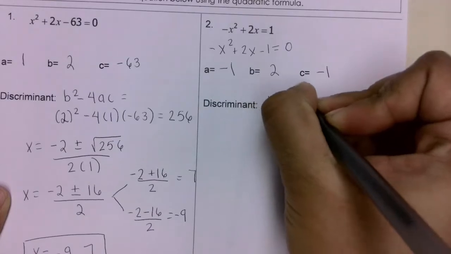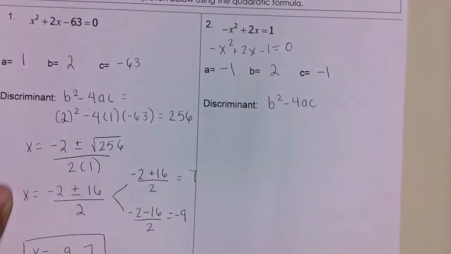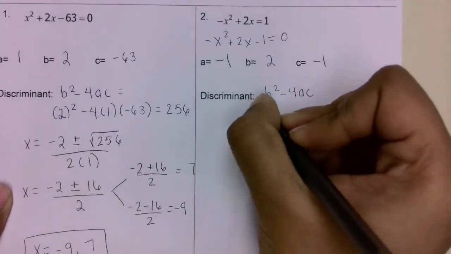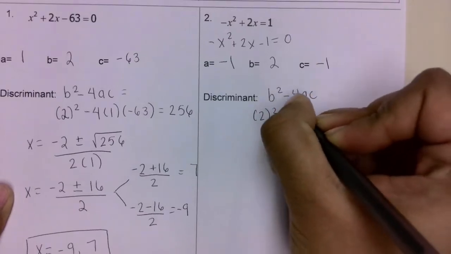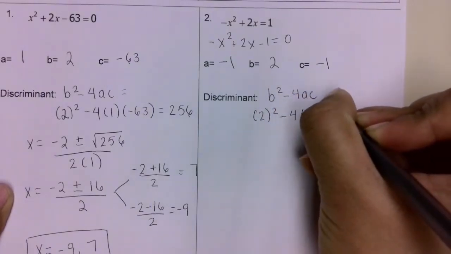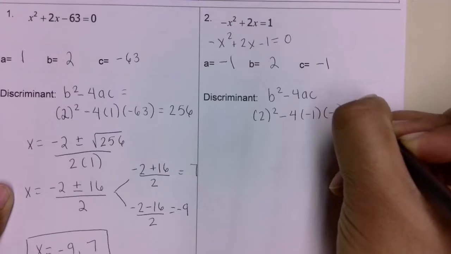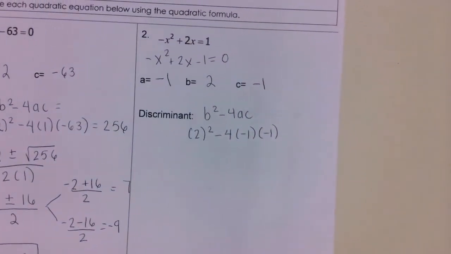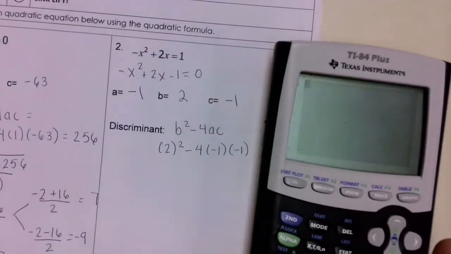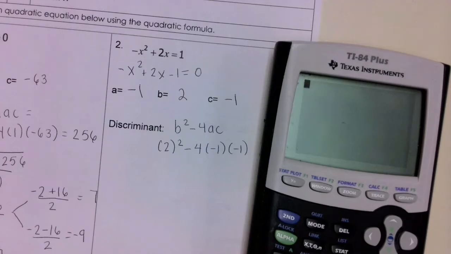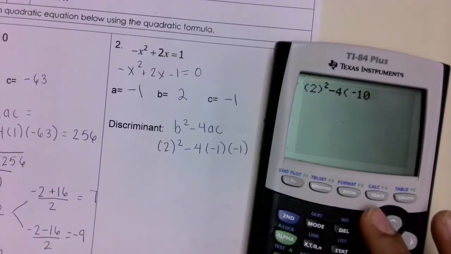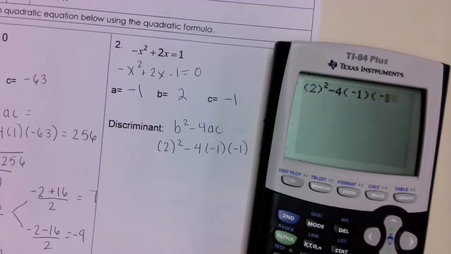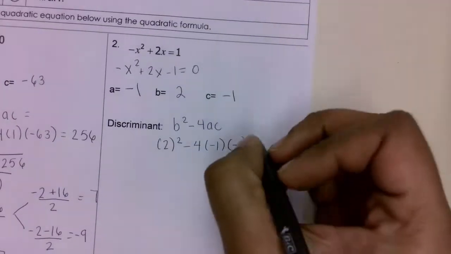First, find your b squared minus 4ac. Make sure you put parentheses around everything you're plugging in, so 2 squared minus 4 times negative 1 times negative 1. And that just goes directly into your calculator. So it's going to be parentheses 2 squared minus 4 times negative 1 times negative 1 equals 0. So your discriminant is 0.